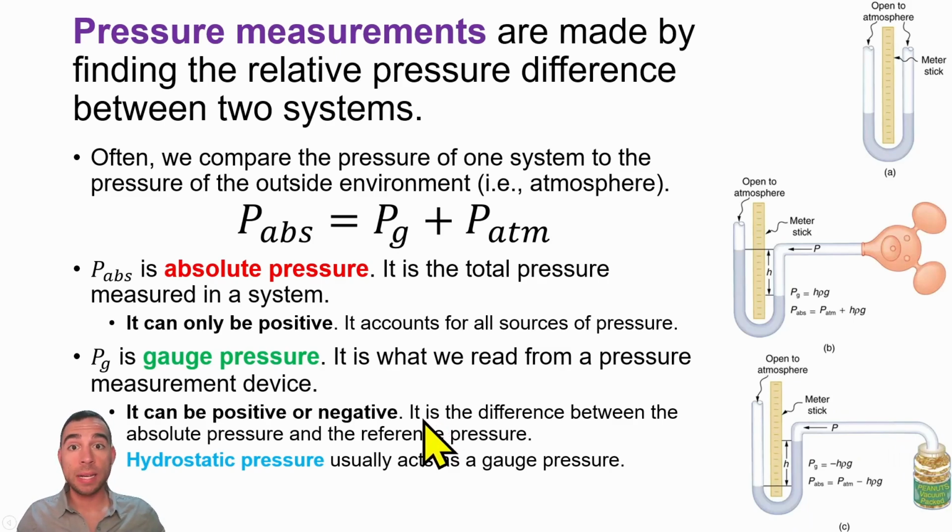Now we can specify a difference between the outside atmospheric pressure and the gauge pressure measured in some specific system, and this is how we make pressure measurements. The total of the gauge pressure and the atmospheric pressure is called the absolute pressure. The absolute pressure measures the sum of pressures from all different sources, and this absolute pressure can never be negative.